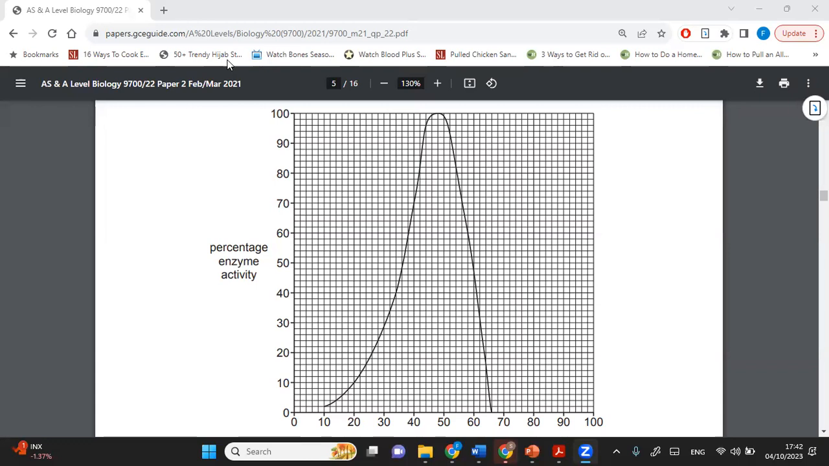Let's go ahead and discuss how we should answer it. So in questions like this, the first thing you want to do is start with a small description, not a detailed description, but a small description about what we can see in the graph. What do we see in the graph? What do you guys think? What should I say?